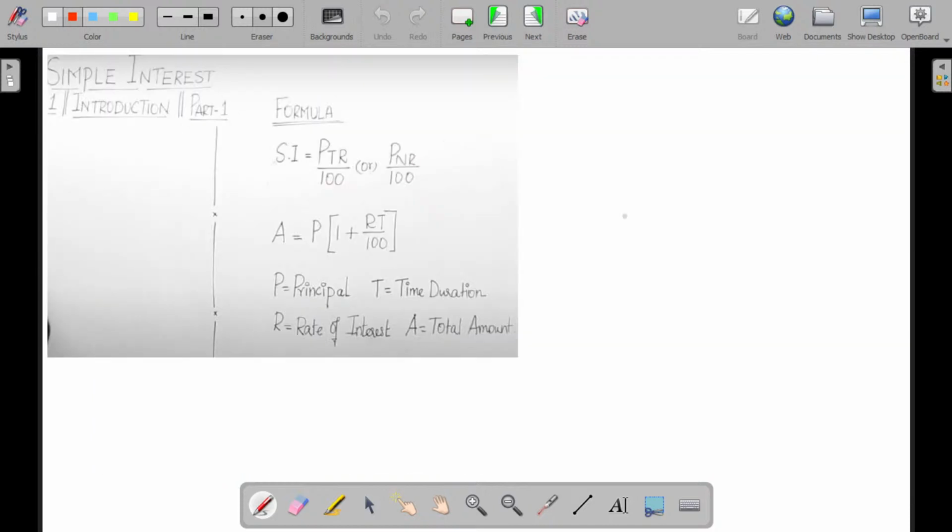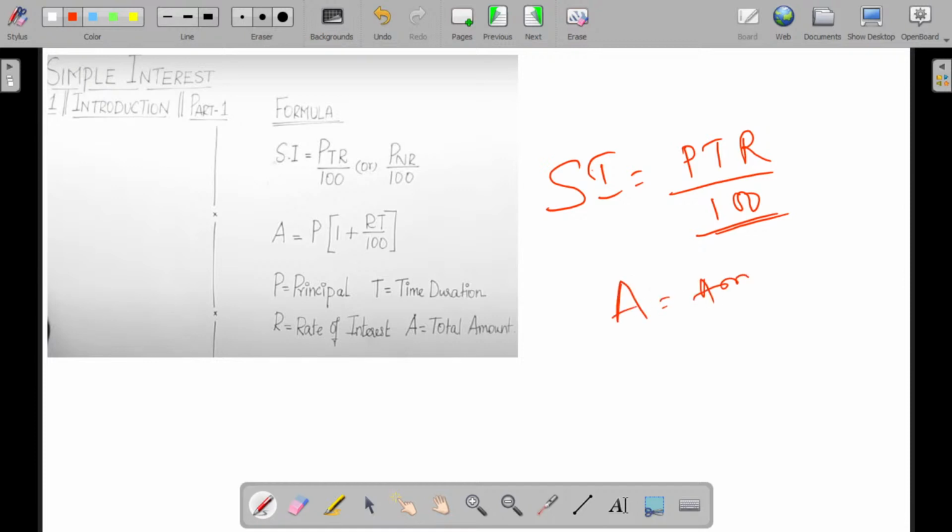Next, those were all about percentages. Now we'll go for simple interest. As you know the simple interest formula, what is interest? Simple interest is calculated yearly using principal, time and rate of interest divided by 100. T is the time duration, R is the rate of interest, and A is the total amount.